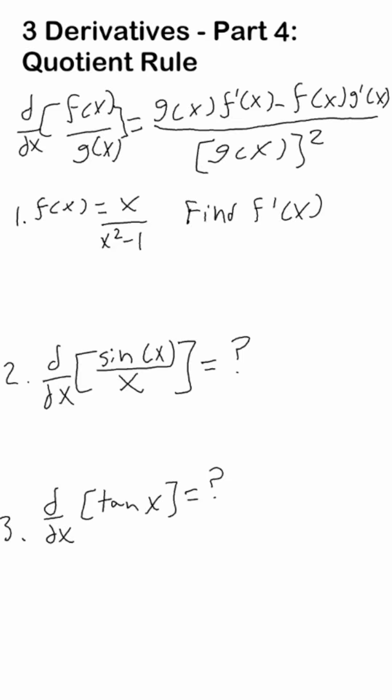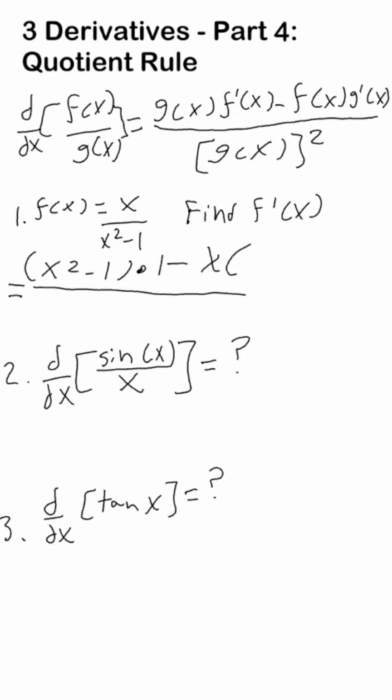So let's show this over here. So we have this function x over x squared minus 1. So we start with the g of x up here, and then we multiply by the derivative of f of x, which is just 1, because the derivative of x is always 1. Then we subtract f of x.